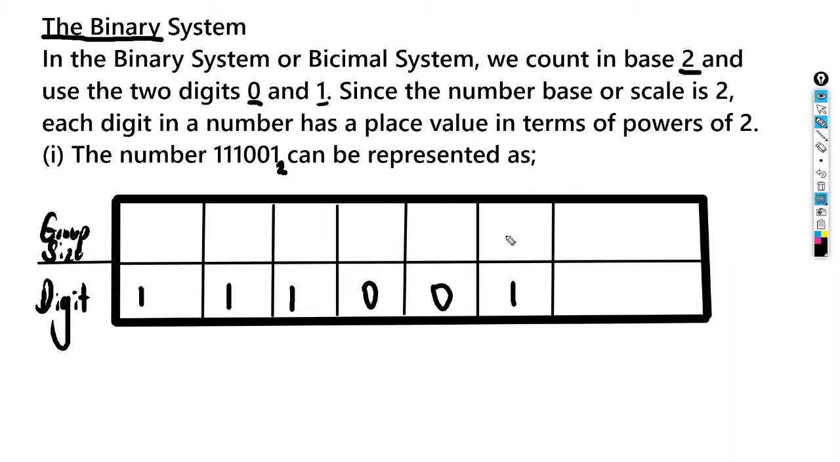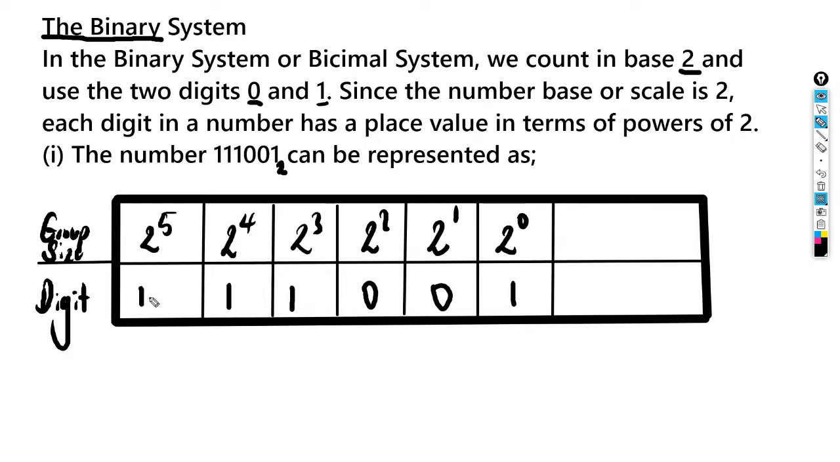So the first one would be 2 to the 0, right? And the next one would be 2 to the 1. Next one would be 2 to the 2. The next one would be 2 to the 3. The next would be 2 to the 4. And this would be 2 to the 5. Okay. All right. So let's kind of reduce the size here.